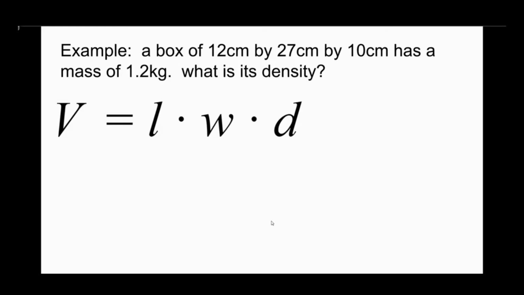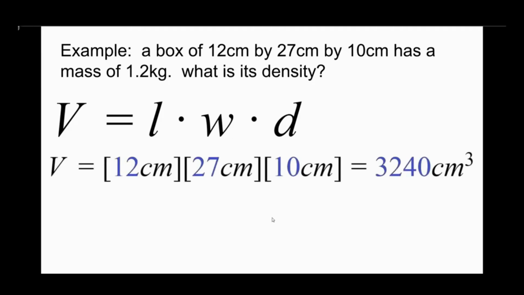Now here's an example. If I give you a box 12 centimeters by 27 centimeters by 10 centimeters, and it has a mass of 1.2 kilograms. So what is its density? Step 1, compute its volume. Give me that formula. It's not hard to do. And there we multiply it.